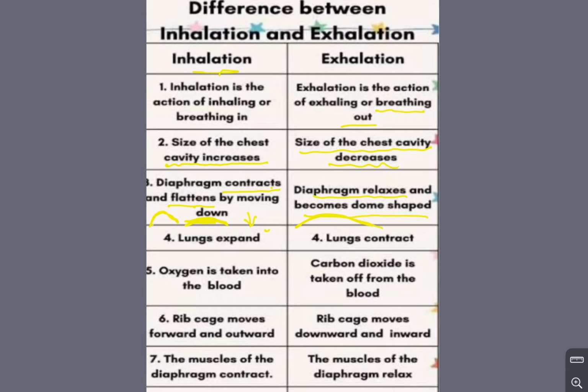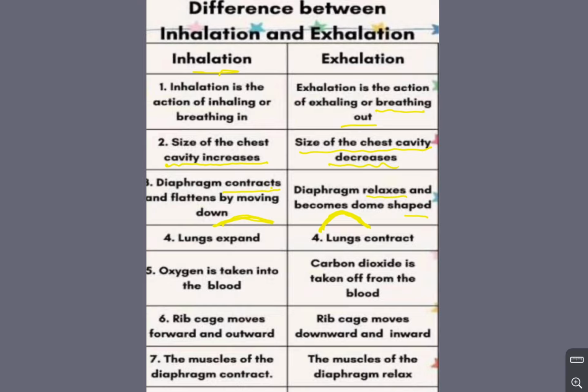Okay, it's like this. Maybe I made it wrong, like a dome. You know what a dome looks like. Okay, this is the relaxed shape of the diaphragm. Okay, this is the shape while contracting. And this is the dome shape.